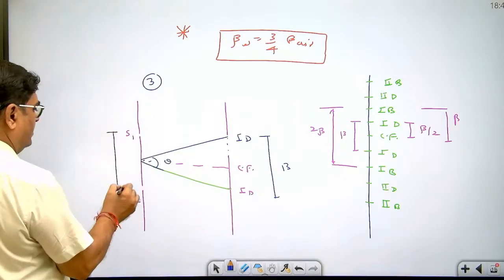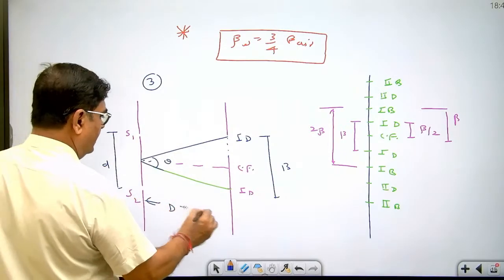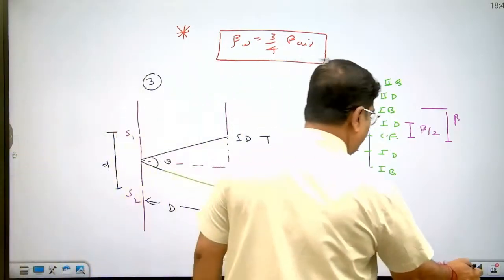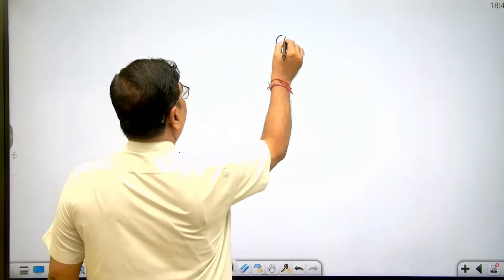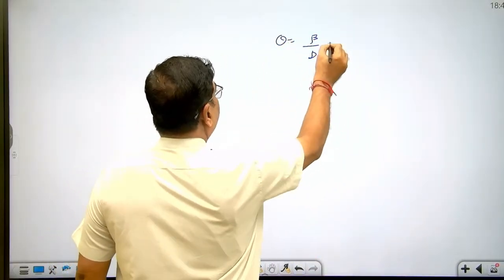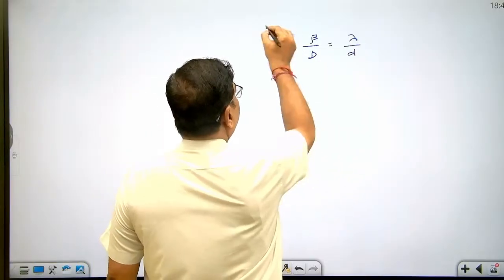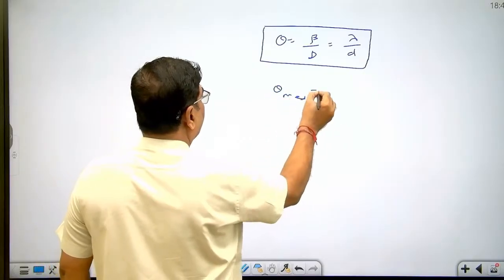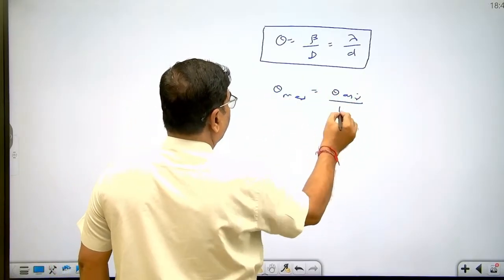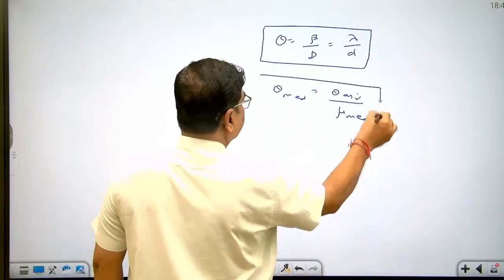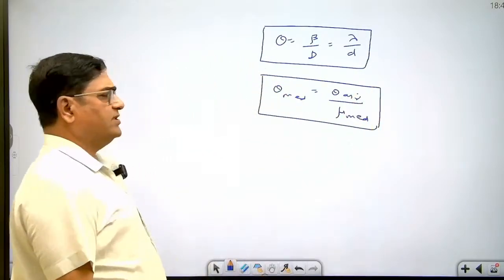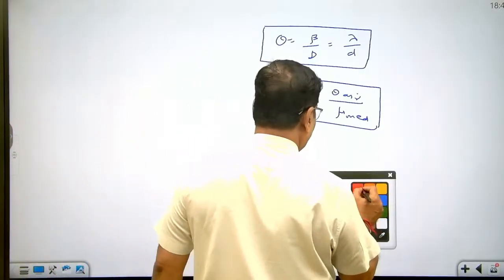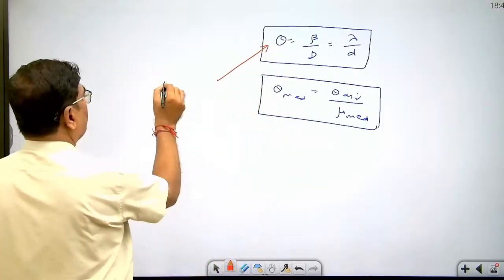This is small d and this is capital D. So when the angle is small, what we will be writing? Theta equal to beta upon d, that is equal to lambda upon d. The same relation will come in a medium, that is theta medium equal to theta air upon mu medium. This theta is angular fringe width.